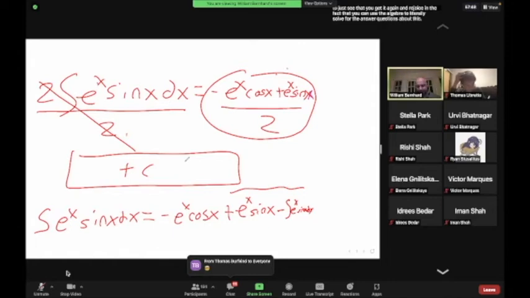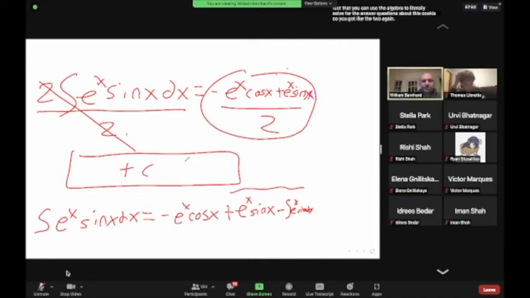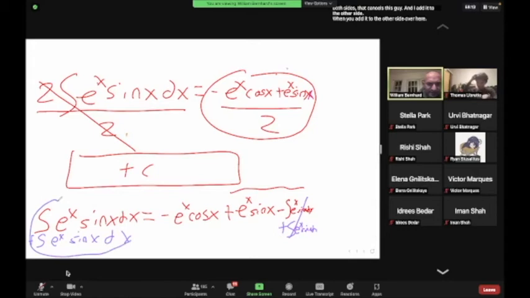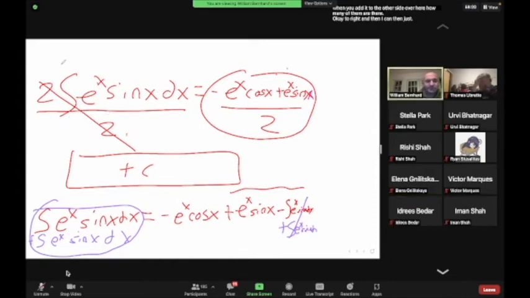Questions about this? I'm confused how you got like the 2 again. So the 2, what I did right here, right over here at the end, once I wrote it out the way I did, I added the integral of e to the x sine x dx to both sides. That cancels this guy, and I add it to the other side. When you add it to the other side over here, how many of them are there? Okay, 2. Right, and then I can then just divide by 2, and that allows me to solve for the integral that I'm seeking.